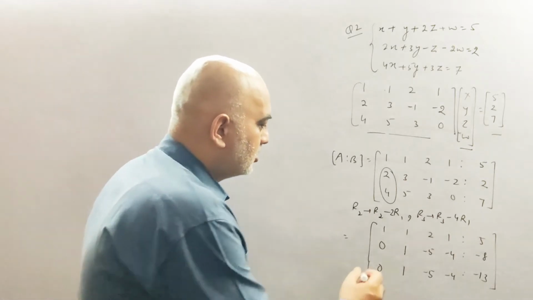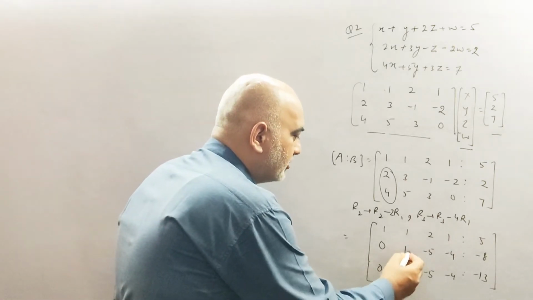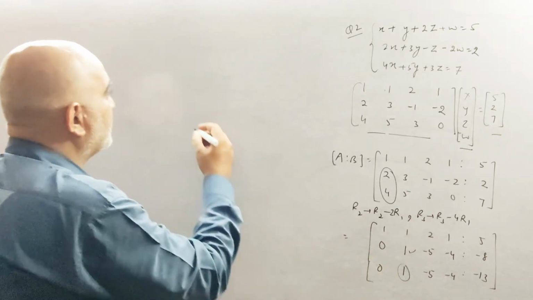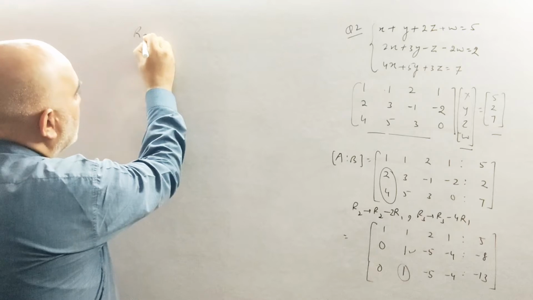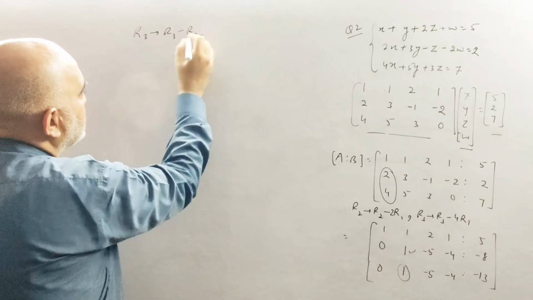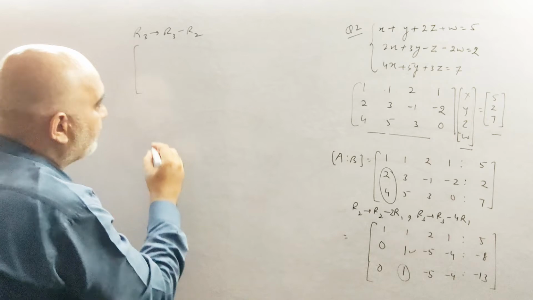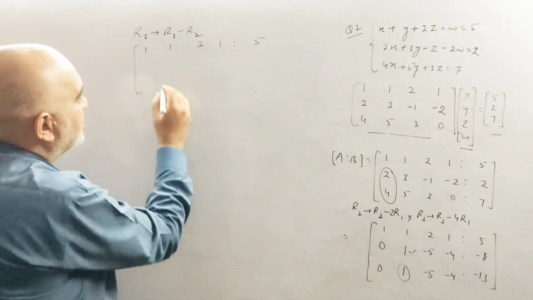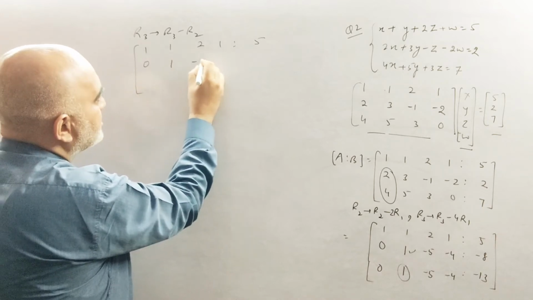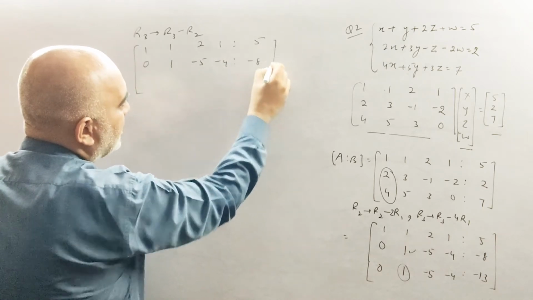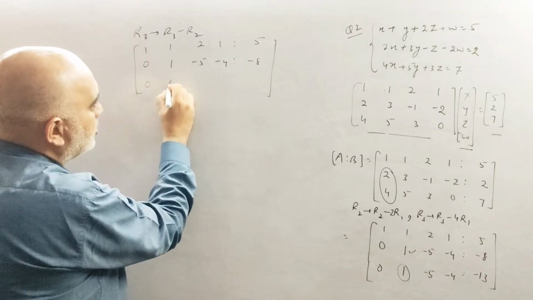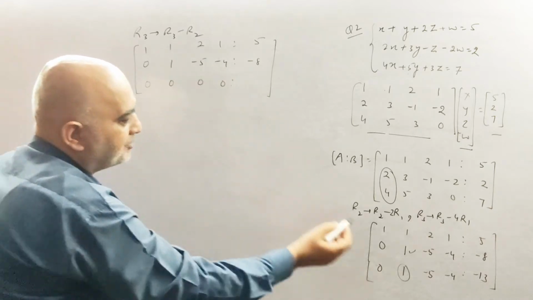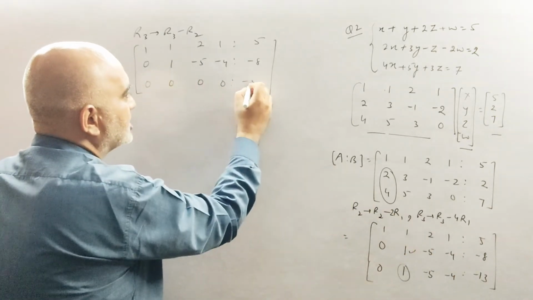After converting into 0, now we should make it 0 with the help of this one. So with the help of this one, whenever you make it 0, the operation will be R3 changes into R3 minus R2. Then our final matrix will be 1, 1, 2, 1, 5. First row as it is. In the second row, that is also as it is, -5, -4, -8. And here we are getting 0, 0, 0, 0. And that is R3, meaning -13 minus this one, that is -5.